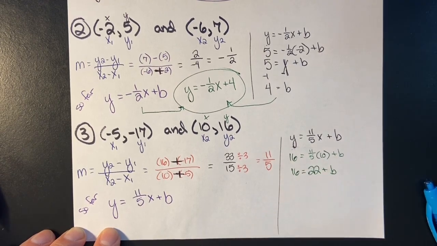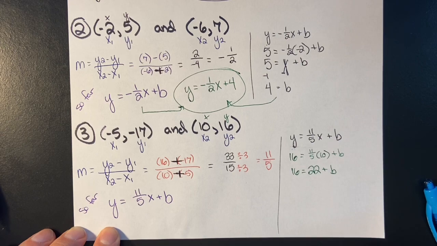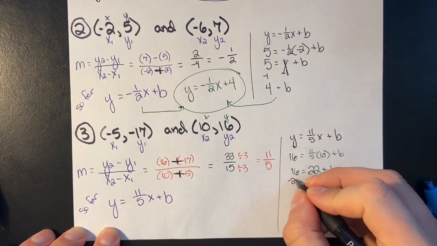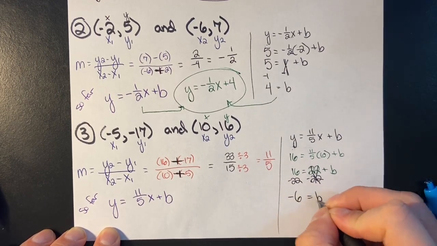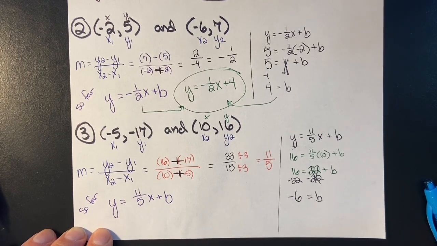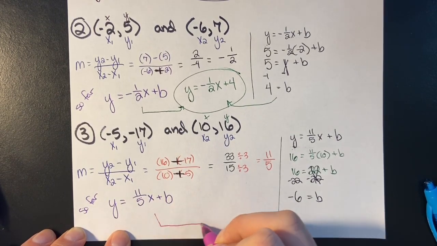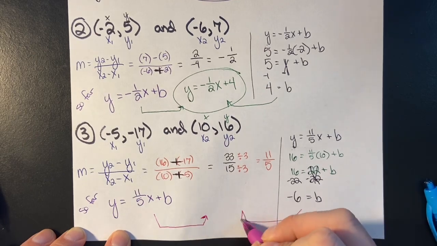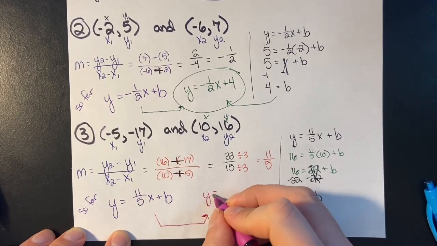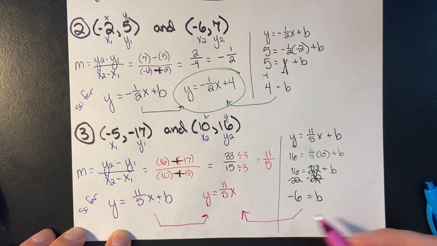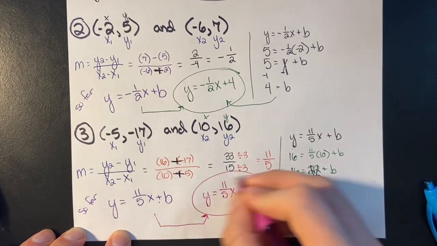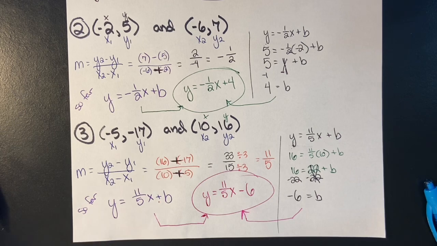Okay, this was special. And then subtract 22. So negative 6 is going to equal b, or b is going to equal negative 6. Now that I know what b is, I can take what I wrote out so far, and what I just found out for b, and write out y equals 11 over 5x plus negative 6. But instead of plus negative 6, I'm going to write out minus 6. Okay, so they're pretty tough, and that's about as bad as you're going to get them when it comes to 2 points.